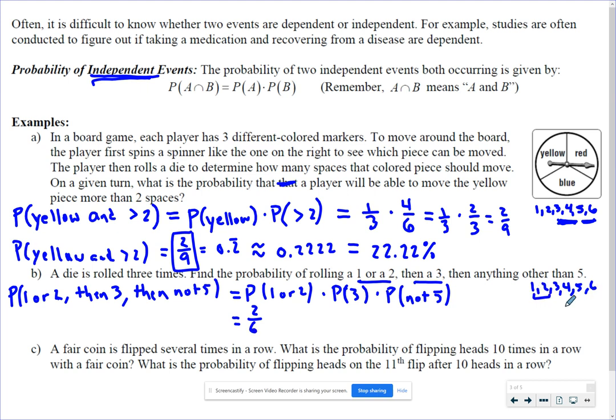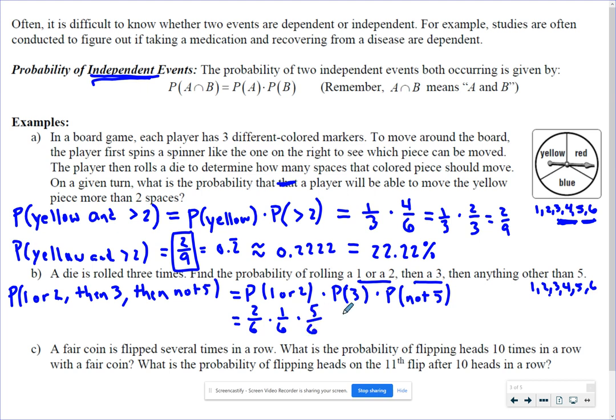2 favorable outcomes, 6 outcomes total. Probability of a 3, that's going to be 1/6. And the probability that's not 5 is 5 out of 6. It's not 5, it has to be a 1, a 2, a 3, a 4, or a 6. So that number of favorable outcomes will be 5.